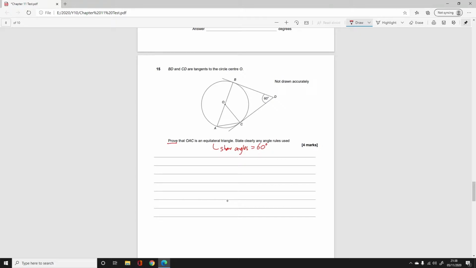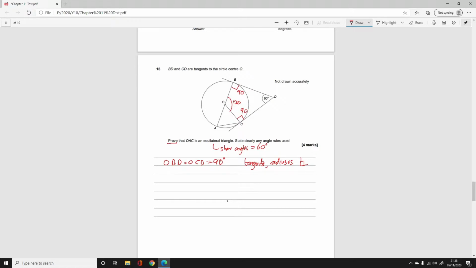So in order, first thing we do is we put some right angles here. We would want to say that OBD is equal to OCD is equal to 90, and the reason for that is tangents and radii meet at right angles. So that's fine.